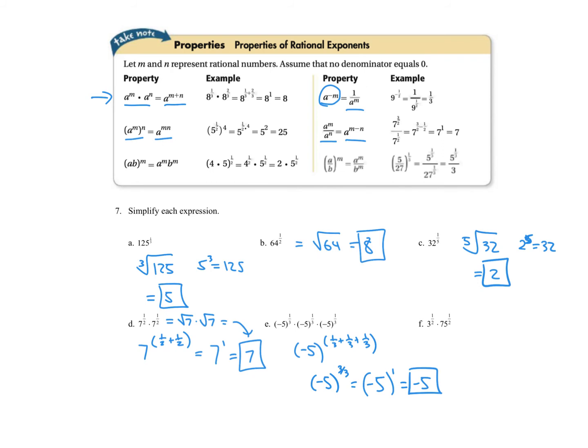In part F, I'm going to apply this property right here. I don't have the same bases, but since I do have the same exponent, I could think of this as 3 times 75, both to the 1/2 power, which is the same as the square root of 3 times 75, which is the square root of 225. And if I recognize my perfect squares, I know that that is 15.